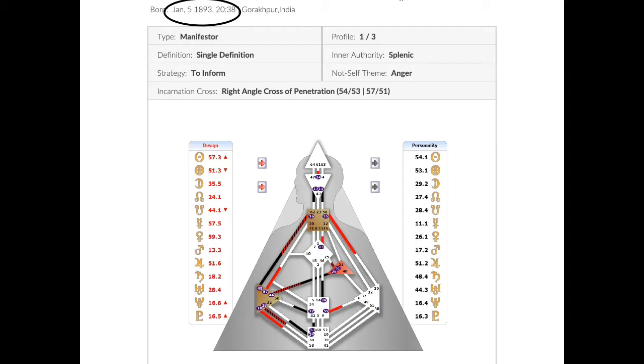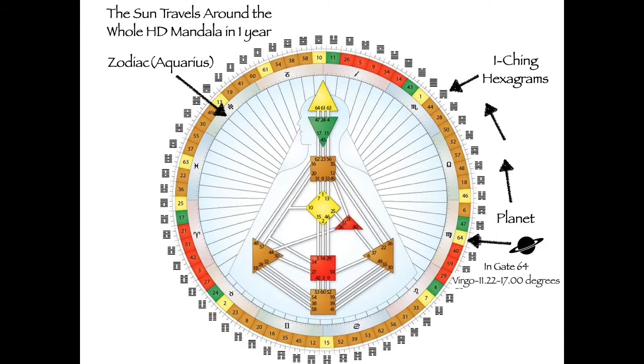So if we look at this particular chart, this person was born on January 5th. That means their design date was on October 10th. Again, not important, but I just wanted to show you that that's where the extra numbers come from, the extra gates, and also where the planets were on the design side. And the design side, of course, is important because it's just as much a part of us as the personality side.